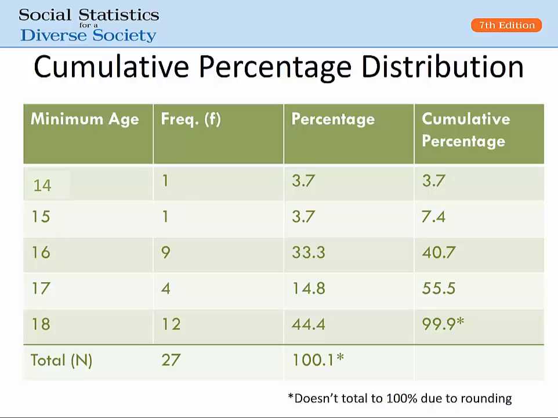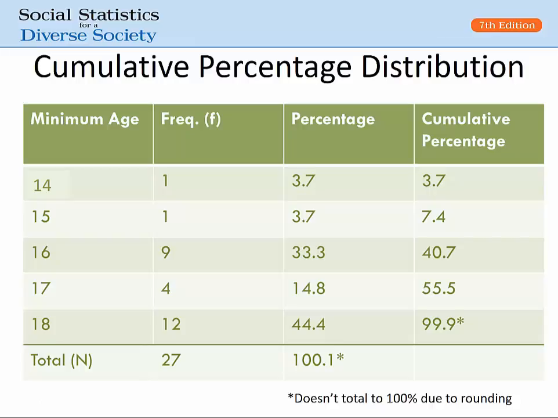So for individuals in the 14-year-old category, there was one person, and that was 3.7% of the total. And so the cumulative percentage is 3.7 because it's the first one in the list. In the second row, we have the 15-year-olds. There was another 3.7%. So we add 3.7% in that second group to the first group, and we get 7.4%. That's our running total. In the next group of 16-year-olds, there were 33.3% of 16-year-olds. So we just simply add 33.3 to 7.4, and that gives us 40.7%.